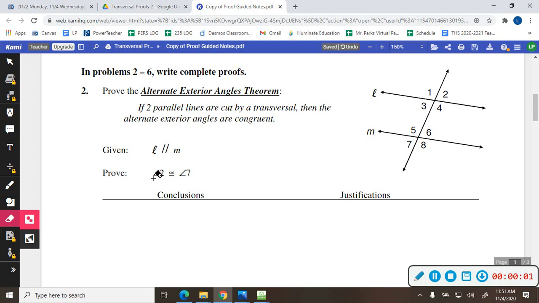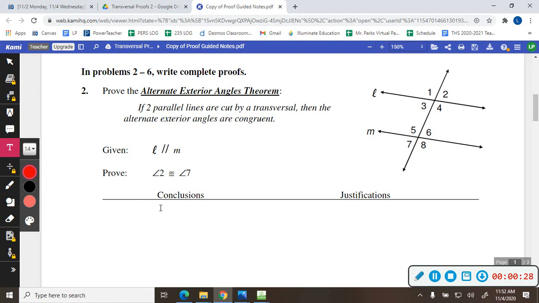So now we're going to do something called a proof. And what a proof means is they're going to tell us what to prove. And what they say is prove that angle 2 is congruent to angle 7. And so they're going to start you off with information, and they tell you the given. They have to tell you stuff in order to prove stuff. So your first step in a proof is to go and copy the given.